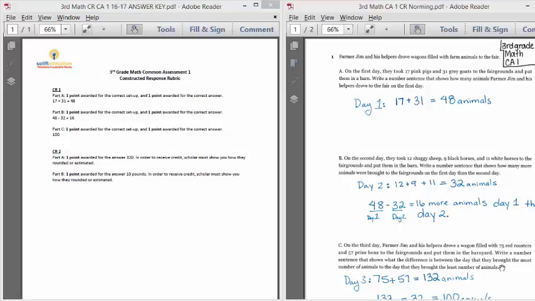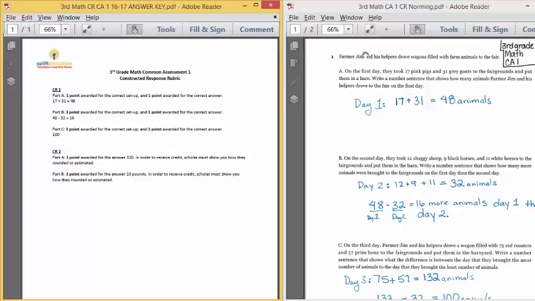This is the norming video for the 3rd grade math CA1 constructed response. Before you begin, you're going to need 2 documents open on your computer or printed. The first thing that you'll want to have open is the constructed response rubric, which you can find posted underneath the Common Assessment on Blackboard.